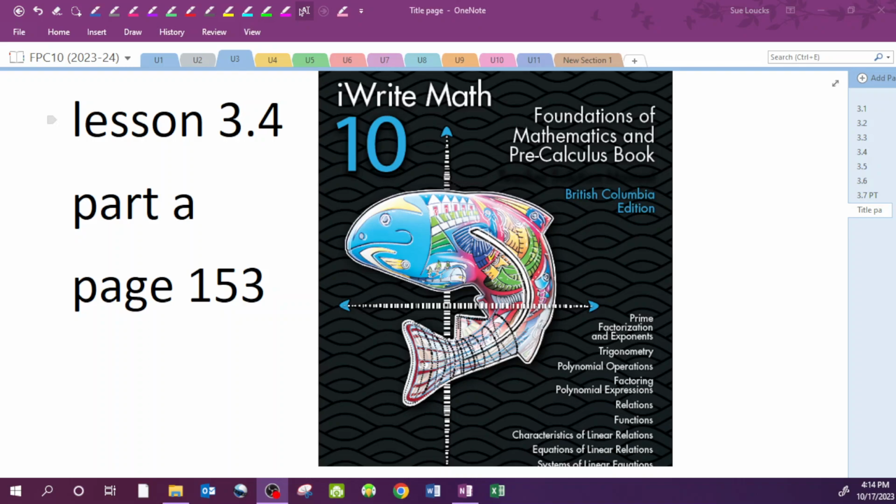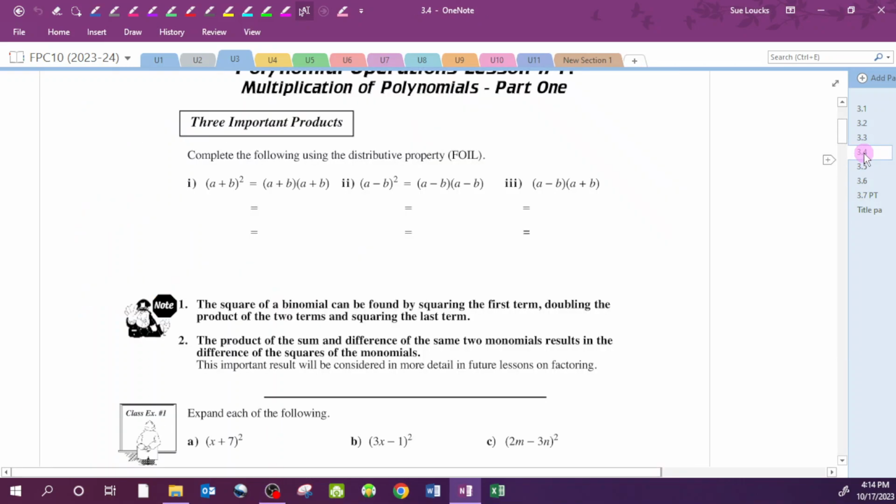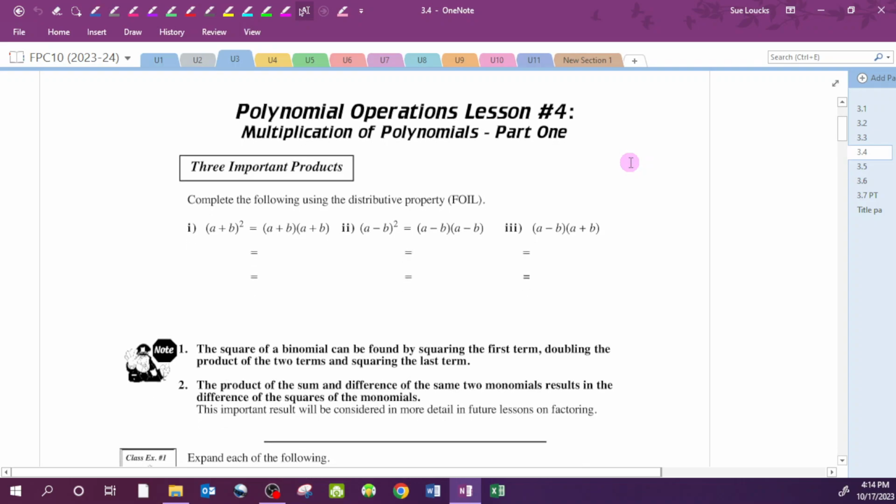Hi, we're on lesson 3.4, the first part of it. I'm starting on page 153, and this is the first of two lessons on multiplying polynomials symbolically, rather than using the algebra tiles and the area diagrams and rectangle models, or whatever you want to call them. We introduced FOIL in the last lesson. So we're just going to look at FOIL for three different types of polynomial multiplications.